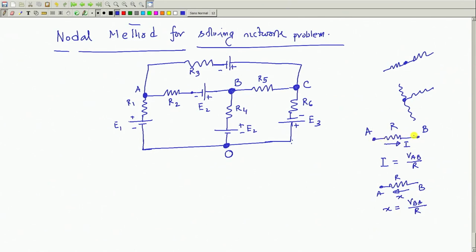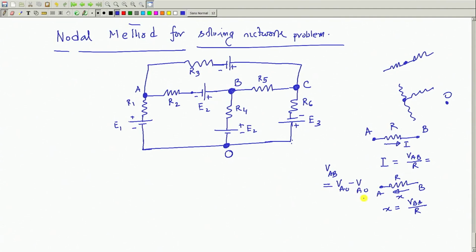We know that. Now, in the circuit, if there is some other point O, and you have calculated V_AB, it can be written as V_AO minus V_BO. With respect to the same point, if you know the potential of point A, and with respect to the same point you know the potential of point B, then V_AB will be nothing but the difference of these two.